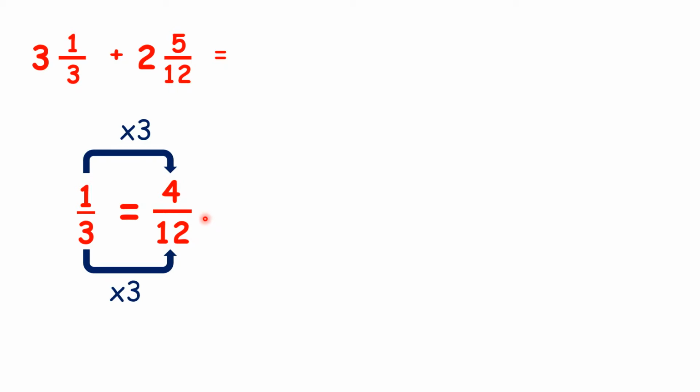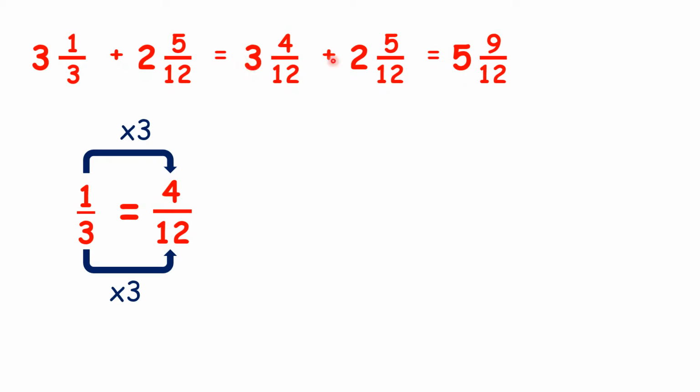So now we can rewrite our question as 3 and 4/12 plus 2 and 5/12. Now remember, the equal sign here just means is the same as. We haven't answered our question yet. But we know that 3 plus 2 is 5, and 4/12 plus 5/12 is 9/12, so we have our answer.